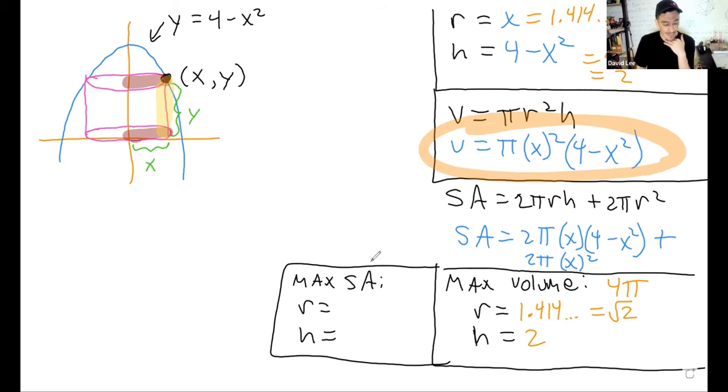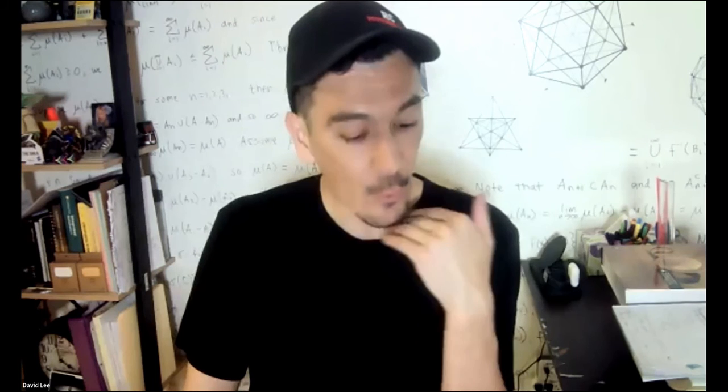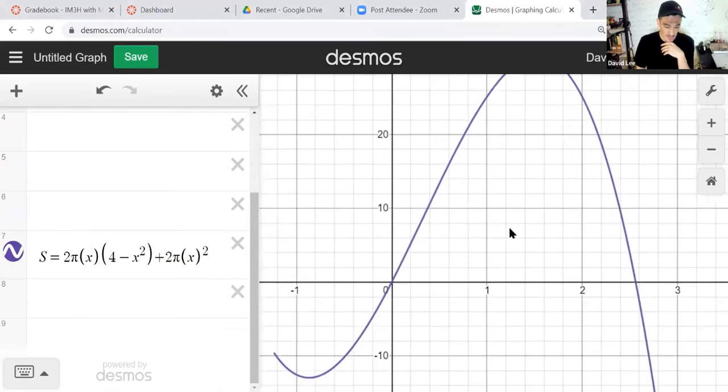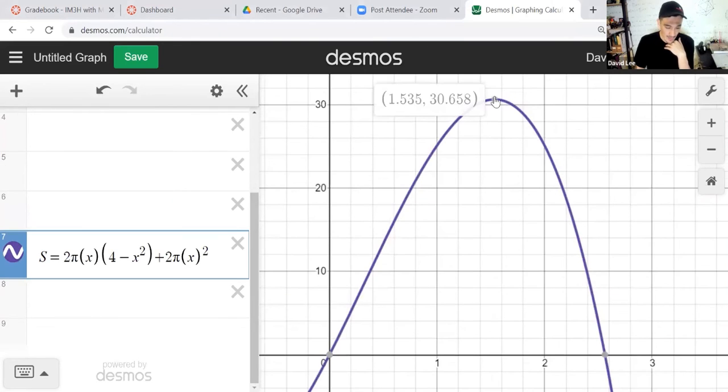Now, to finish this problem, let's do the same thing, but this time for the surface area. And the equation we have there, I think I typed it in for us right here. Let me zoom out and zoom in on the part that's important. You see this here, that's the actual maximum surface area. And this is the x coordinate or the radius that we need. So 1.535 has to be the radius or the x coordinate, and 30.658 is the actual maximum surface area. So I'm just going to round this to 30.7 and to 1.5.